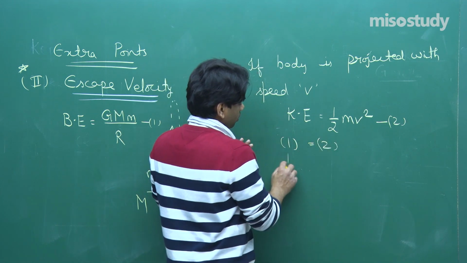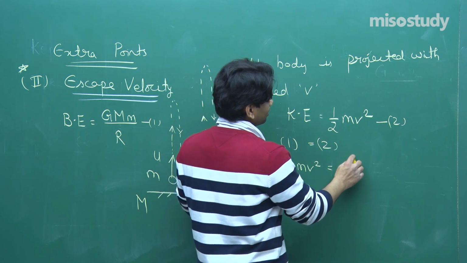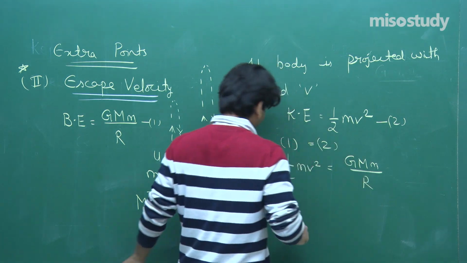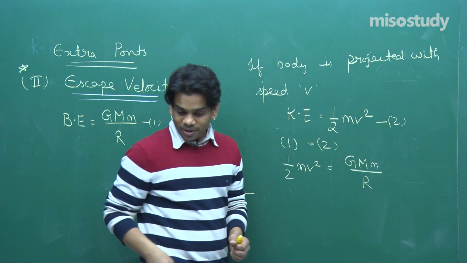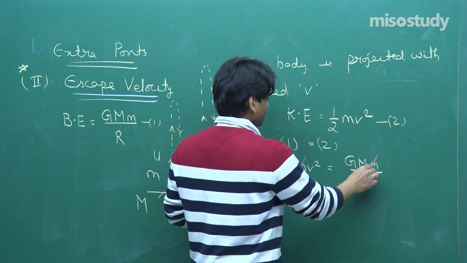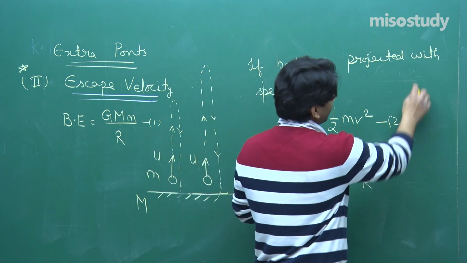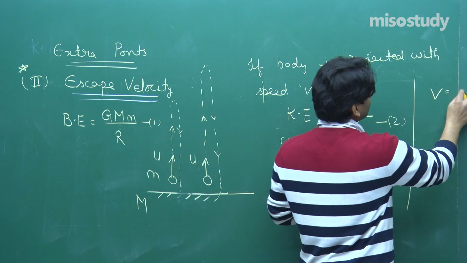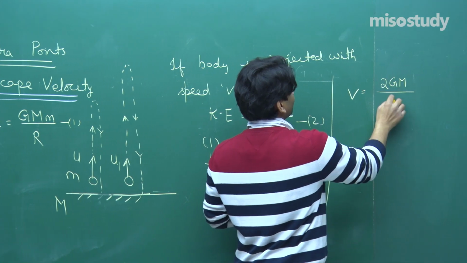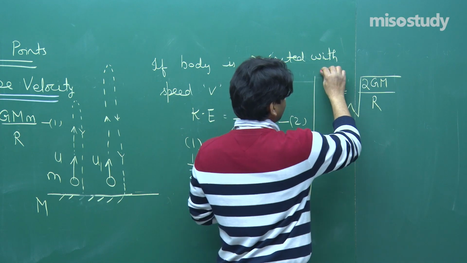So if you provide kinetic energy equal to the binding energy, then 1 will be equal to 2, or half m v square equals G M m by R. Small m cancels out, and we can easily obtain the value of v. The value of v comes out to be under root 2GM by R. This is the value of the escape velocity.